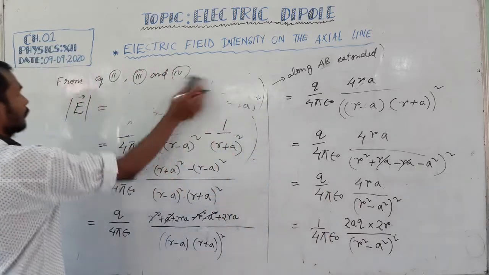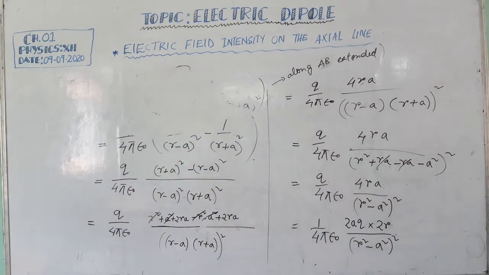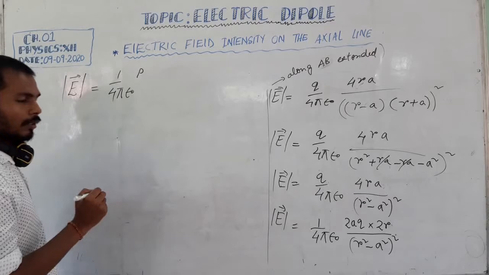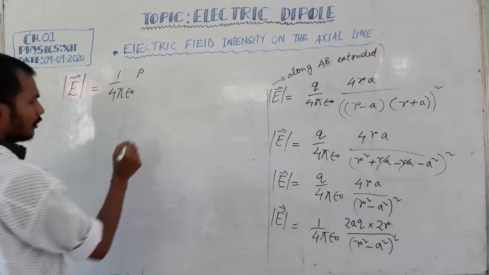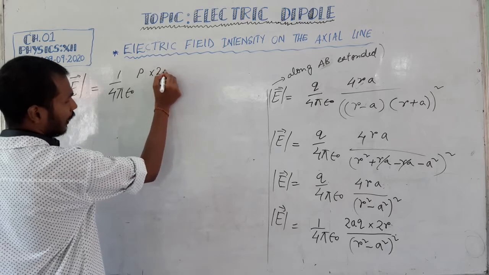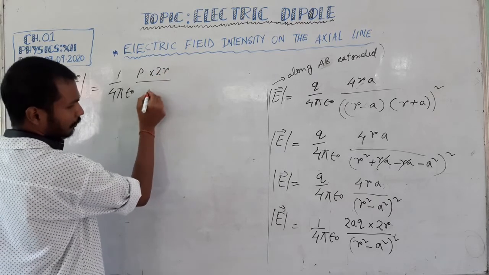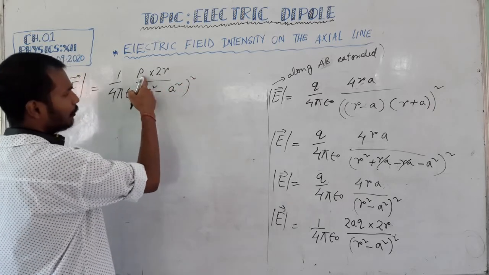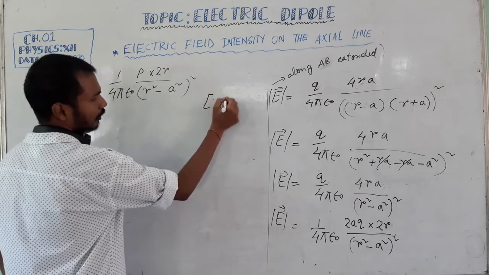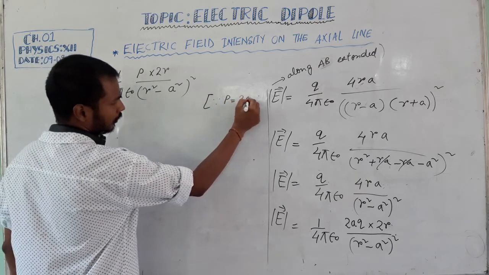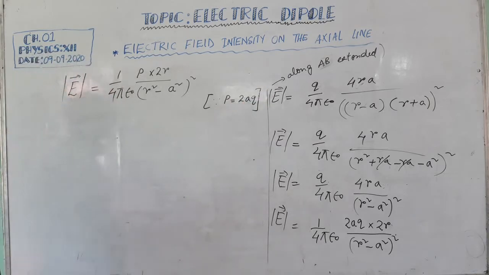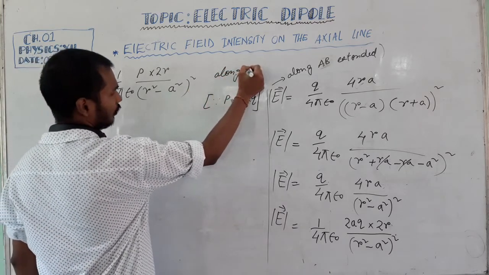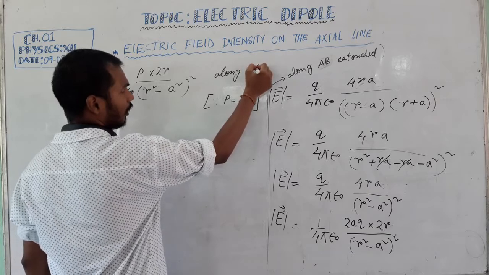So we can write 1 by 4 pi epsilon naught p, where p is the dipole moment, into twice r divided by (r square minus a square) whole square. And p is equal to twice a q. This is the dipole moment, and the electric field is along AB extended.